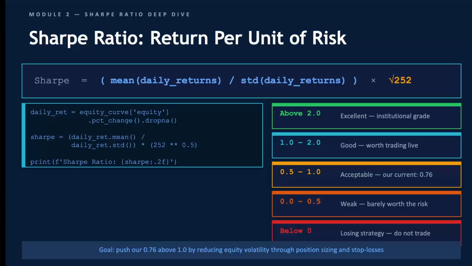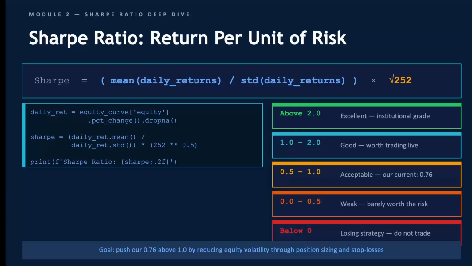Our episode 3 strategy produced a Sharpe of 0.76, and here is how to interpret that in context. If the Sharpe ratio is below 0, it means the strategy loses money, so do not trade. If it is between 0.0 and 0.5, it is weak and barely compensates for risk taking. If it is between 0.5 and 1.0, it is acceptable. That is, our strategy sits here at 0.76.